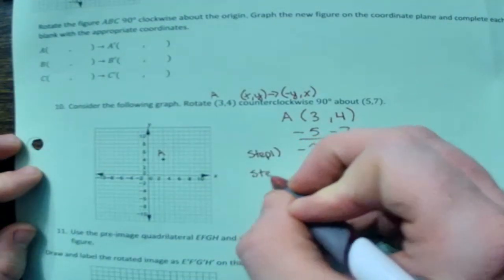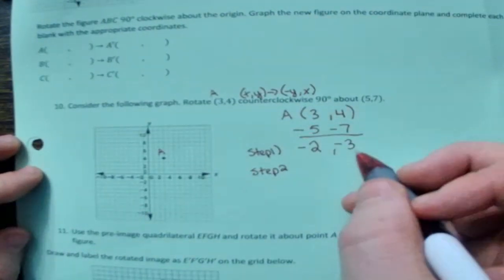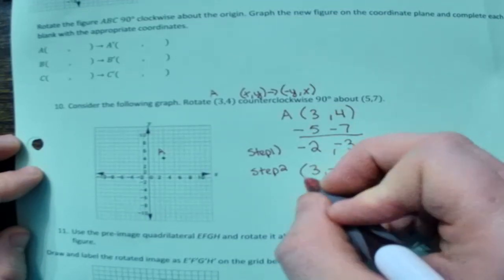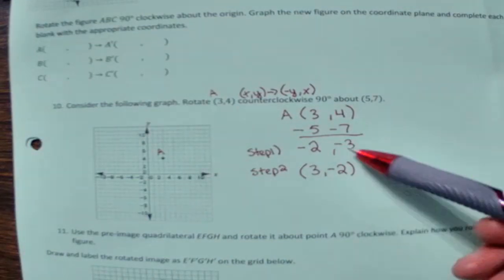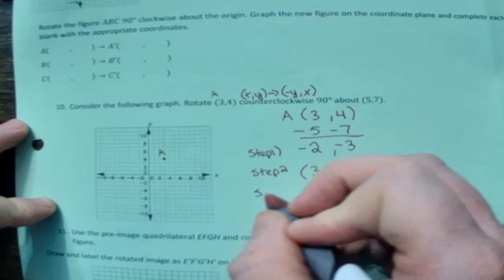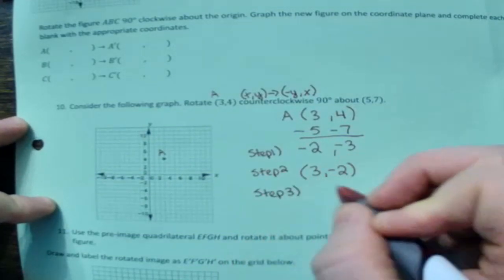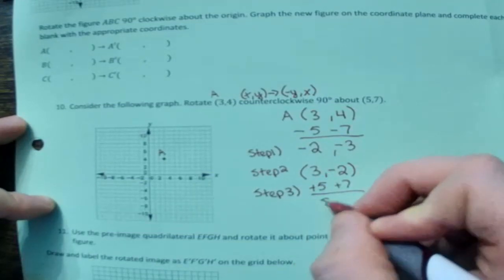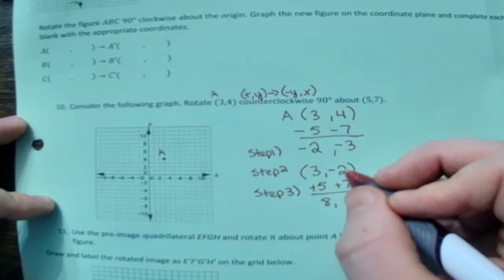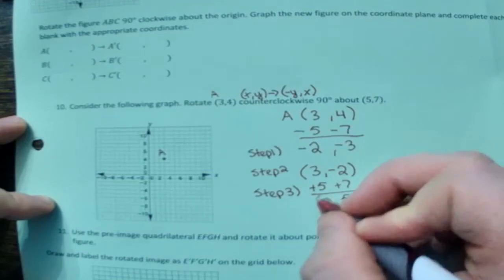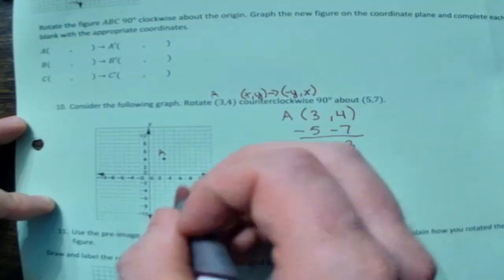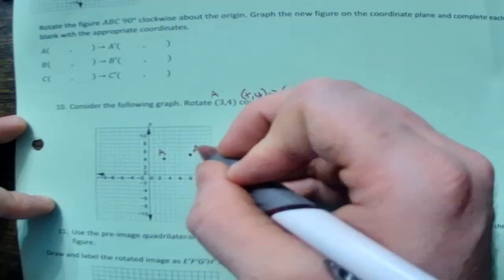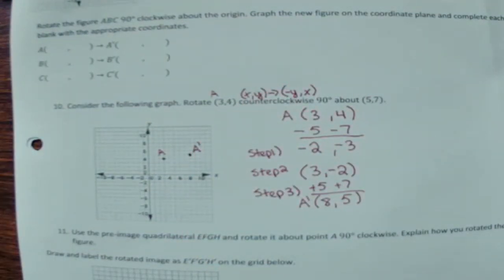Step 2 is to do the rotation. So what used to be my y value was negative 3, so now it's going to be positive 3 and negative 2 there. So that would be the rotation to the point. And now the last step to find our answer is to add it back in. So I'm going to add 5 and add 7. When I do this, I get 8, comma, and then negative 2 plus 7 is 5. So A prime is going to be at (8, 5). So to the right 8, up 5. 1, 2, 3, 4, 5. So that would be where A prime is located.